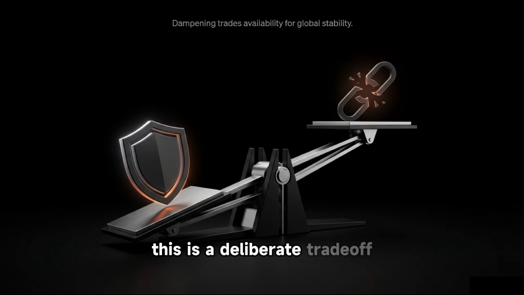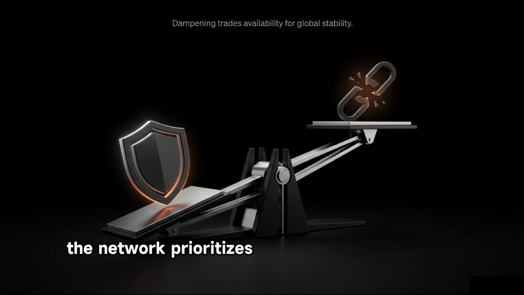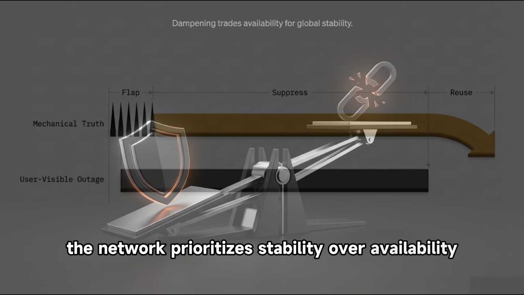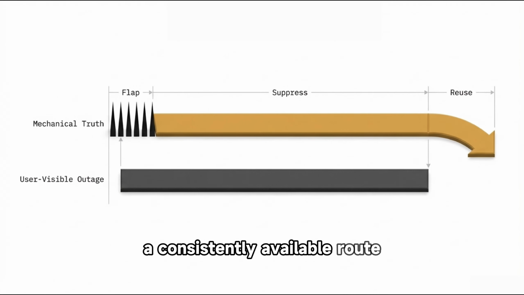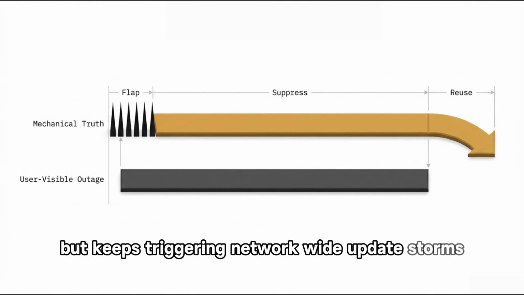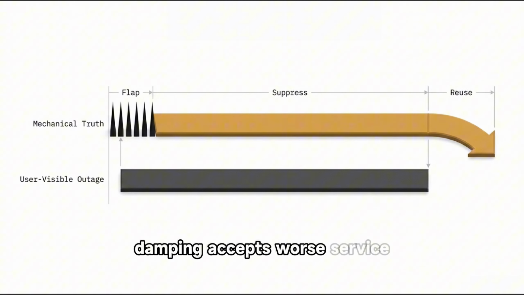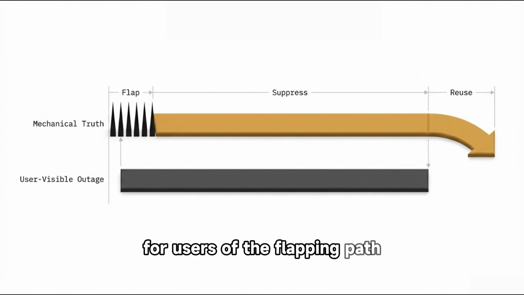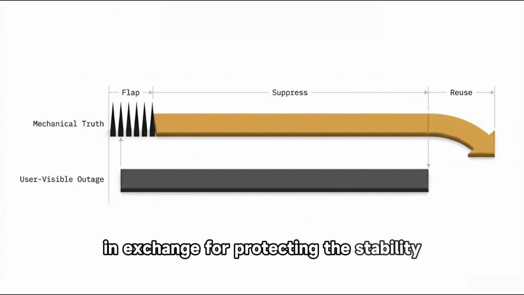This is a deliberate trade-off. The network prioritizes stability over availability. A consistently available route is more valuable than a route that's available most of the time, but keeps triggering network-wide update storms. Dampening accepts worse service for users of the flapping path in exchange for protecting the stability and performance of the broader network.